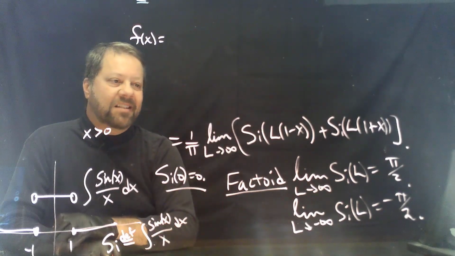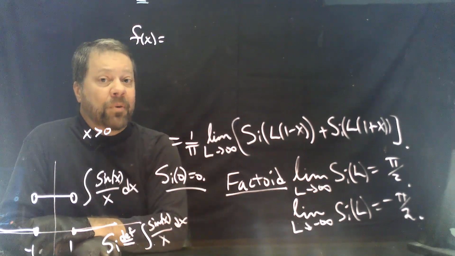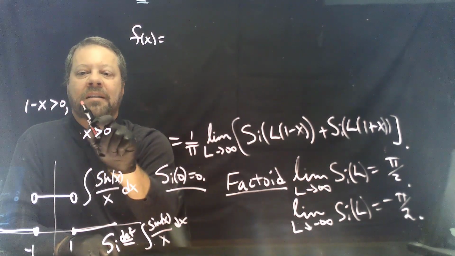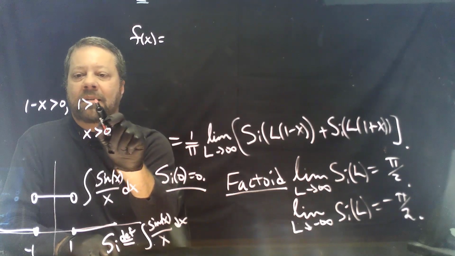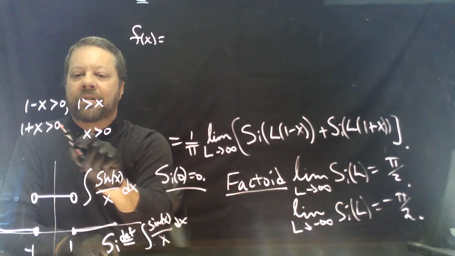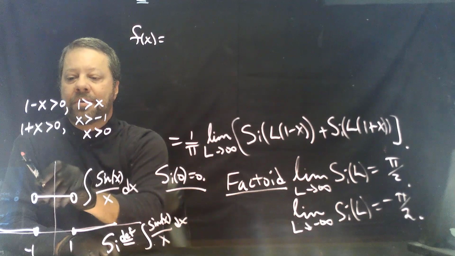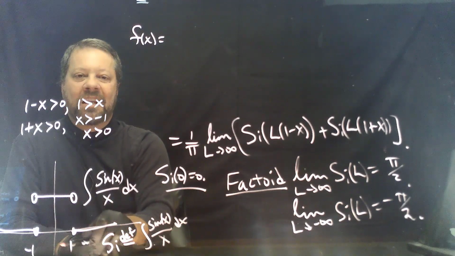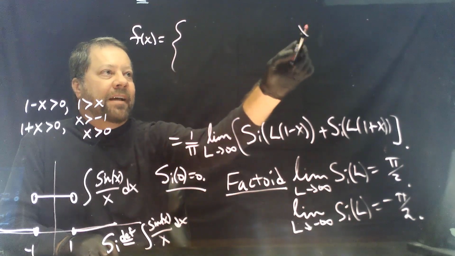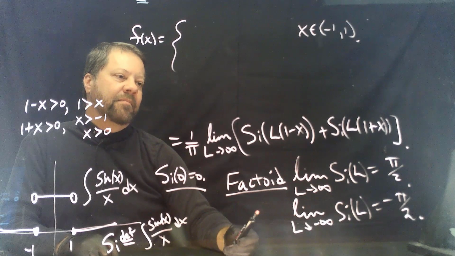What happens next depends upon what happens if 1 minus x and 1 plus x are both positive. If 1 minus x is greater than 0, that means x is less than 1. If 1 plus x is greater than 0, that means x is greater than negative 1. And if both of those happen, that means x is between negative 1 and 1. So if x is between negative 1 and 1, what happens?